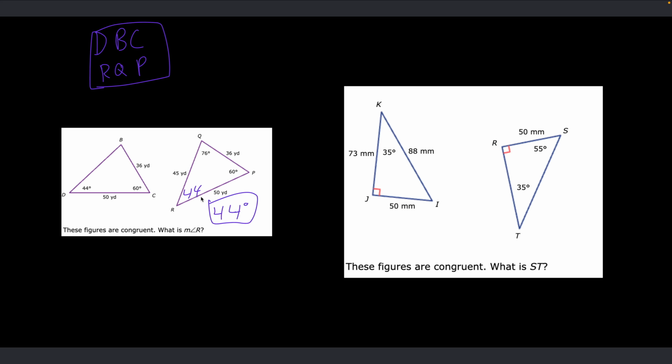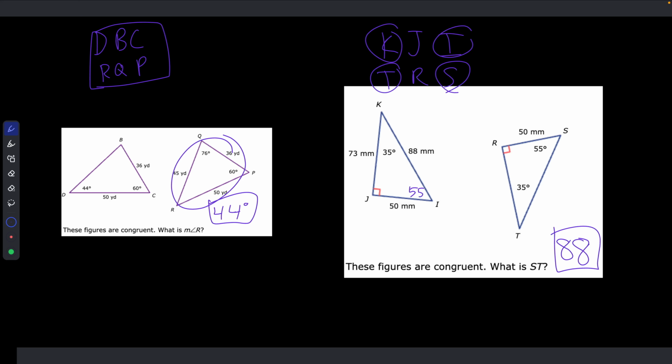Another way to do this problem, side note, if you've learned how to do angles in triangles, you would know that this triangle here has to add up to 180 degrees. So you could have used that method as well. And for the second problem, you should have said that ST matches with IK, which means the answer is 88.